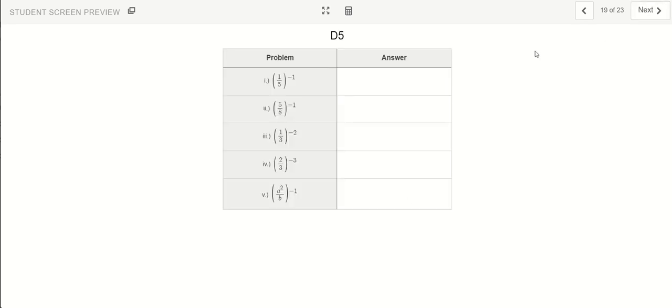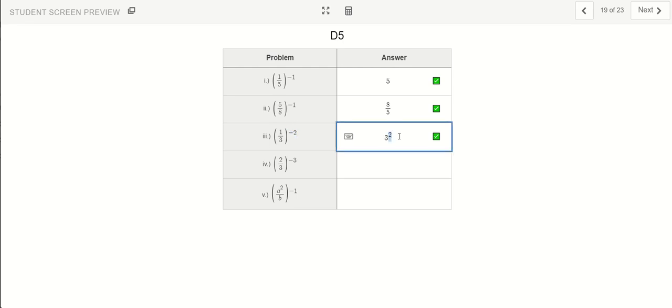Okay, one last set. Again, here I'm flipping it over. 1 over 5 becomes 5 on top. Here, 5 over 8, if I flip it over, it's 8 over 5. Right here, I'm going to flip it over, so 3 is on top. But don't forget, I also have to square it. Again, the negative part flips it over, then I need to square it.